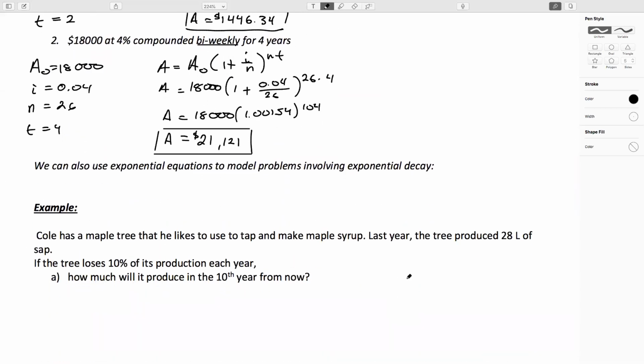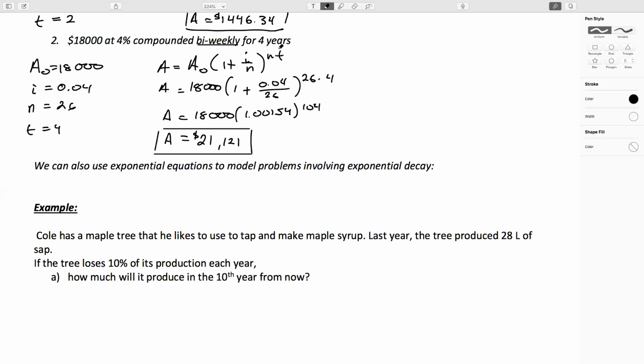So up until this point, we've spent all our time going from one initial investment and calculating the future value of that investment. But you're not always stuck solving for that one variable, and you're not always stuck only using this compound interest formula. I could ask a question where we need to solve for A naught, or maybe we need to solve for T, or maybe we need to solve for I or N.